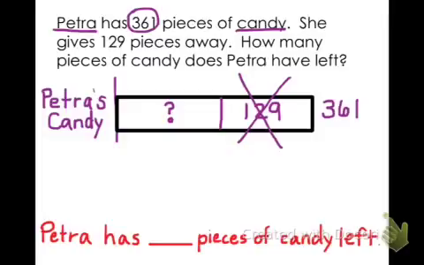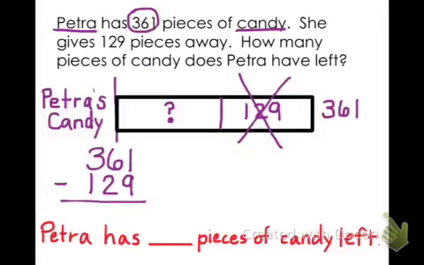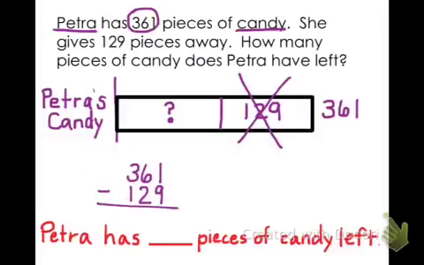So I see that we have 361, and I'm going to be taking away 129. So I'm going to do my math. I look at my ones. 1 take away 9. I cannot do that, so I need to regroup a 10. So I'm going to take a 10, trade it in for 10 ones. 10 take away 9 is 1. 1 and 1 makes 2.